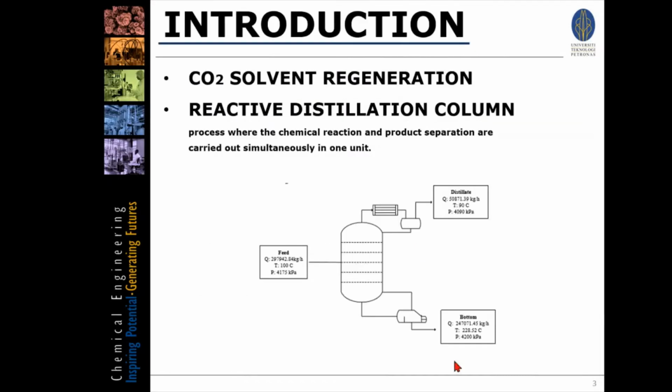For the introduction, the process plan that we designed involves removing carbon dioxide and sulfur dioxide from gas, as well as producing two value-added products. Now the unit that I have selected is for solvent regeneration of carbon dioxide. And this CO2 stripping column will be designed in such a way that a reactive distillation column is being designed. Now this diagram displayed is the schematic diagram of the reactive distillation column of this process.